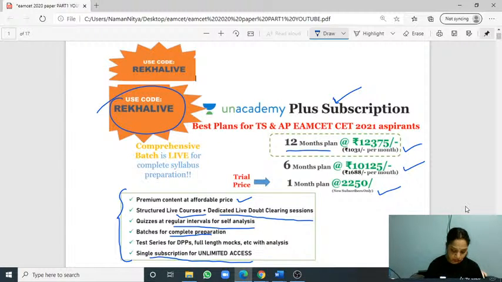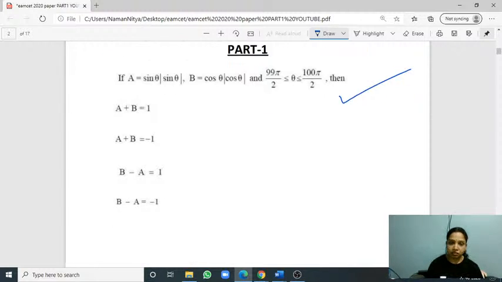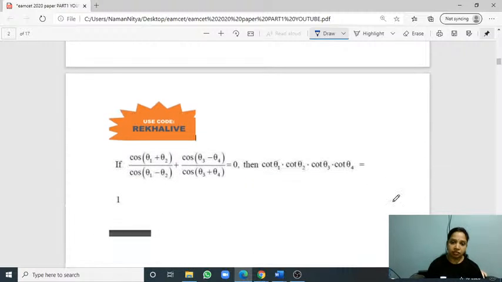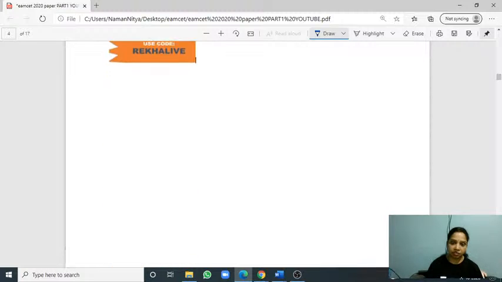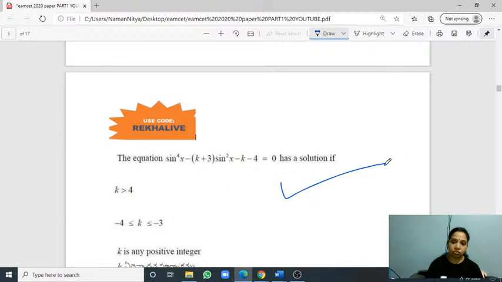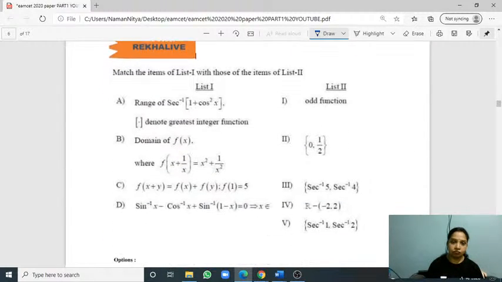So last time also I was discussing the 2020 paper. Last time we discussed some of the questions. This question I have completed. I'm discussing the 2020 TS EAMCET paper of 9th September, shift 1. A few questions we have completed, and this question also we have completed. Those who have not seen the video from last time can check it out. All these questions I have already done last time. Now today we will see this question. This is the first question of today's class.